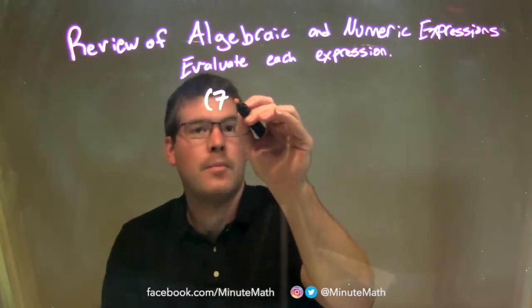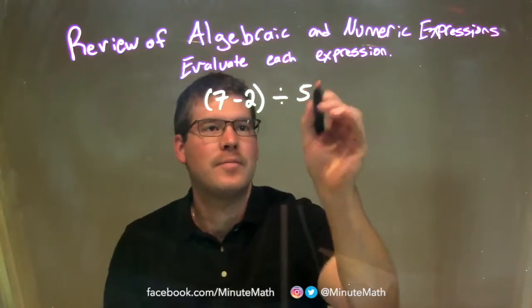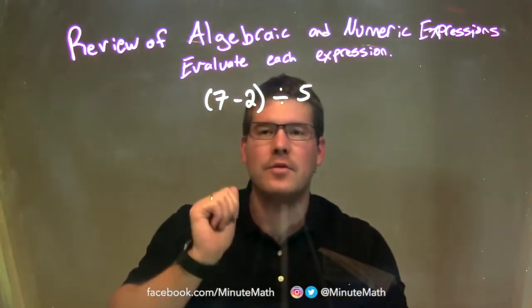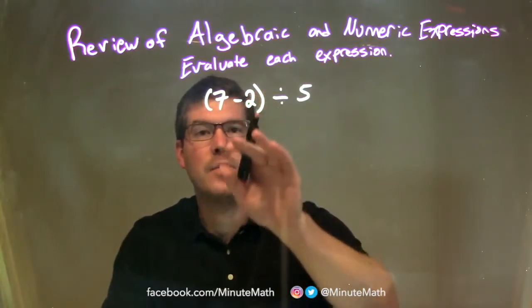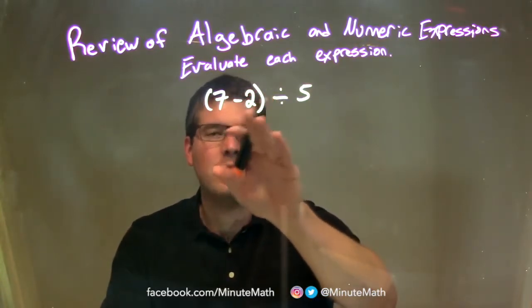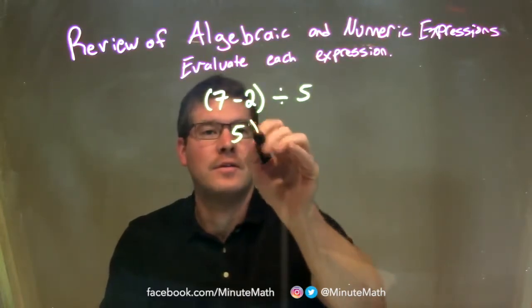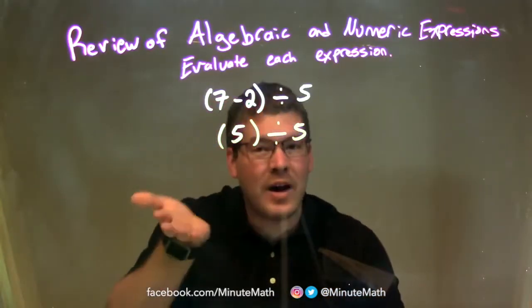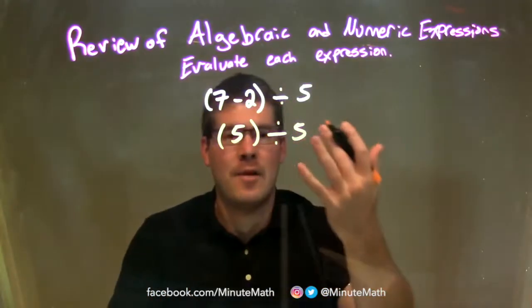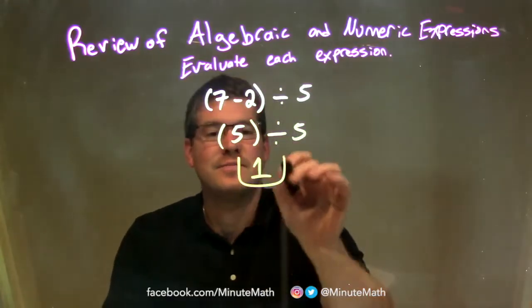Seven minus 2, divided by 5. So if we had (7 minus 2) divided by 5, our first step is what's inside the parentheses. So we deal with our parentheses first. Inside the parentheses, 7 minus 2 is 5. So we have 5 now. Then we divide that by that 5. Well, what's 5 divided by 5? 5 divided by 5 is just 1. And so our final answer here is just 1.